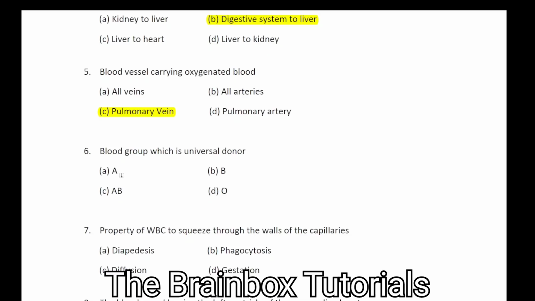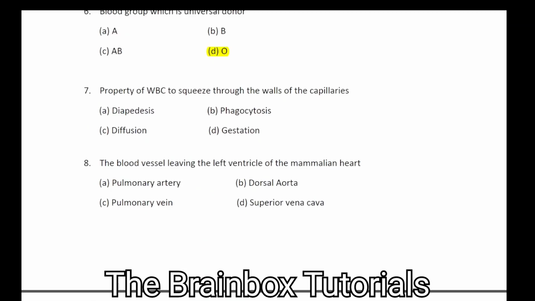Number 6. Blood group which is universal donor. Option A, A, option B, B, option C, AB and option D, O. And correct option is D, that is blood group O. It is universal donor and universal recipient is AB. Now number 7. Property of WBC to squeeze through the walls of the capillaries. That property is called A diapedesis, B phagocytosis, C diffusion and D gestation. And the correct option is A diapedesis.